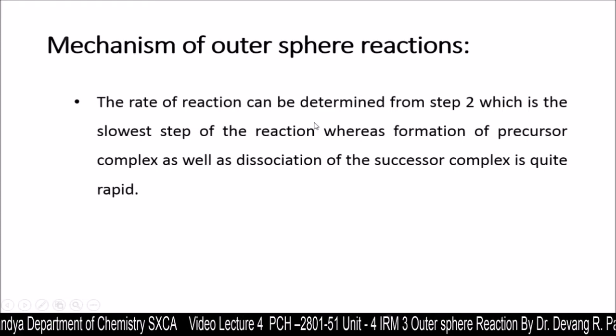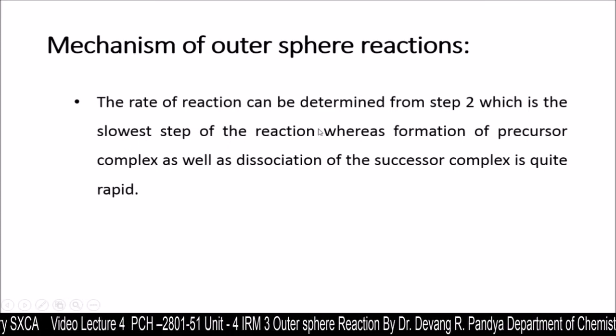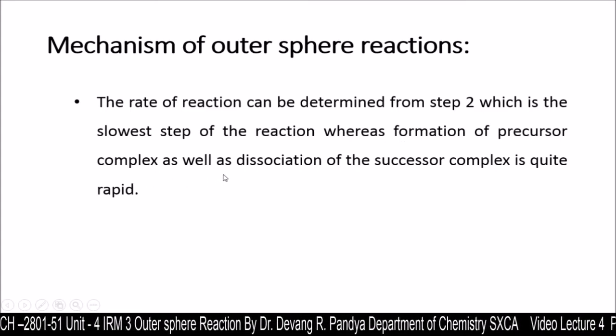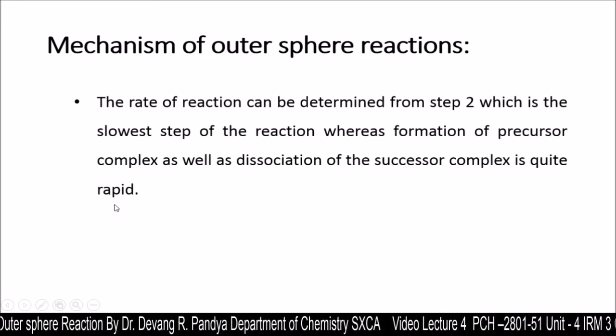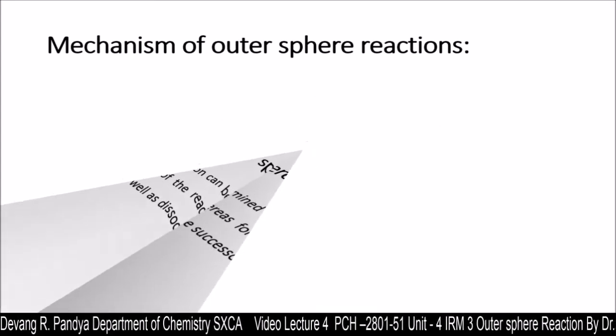The rate of reaction can be determined from step 2, which is the slow step of the reaction, whereas the formation of the precursor complex as well as the dissociation of the successor complex is quite rapid. So among the 3 steps, the second step is the rate determining step.